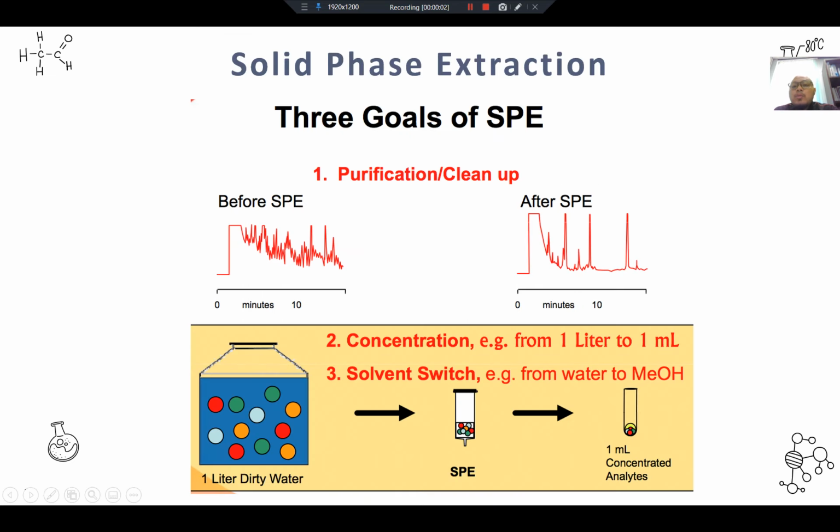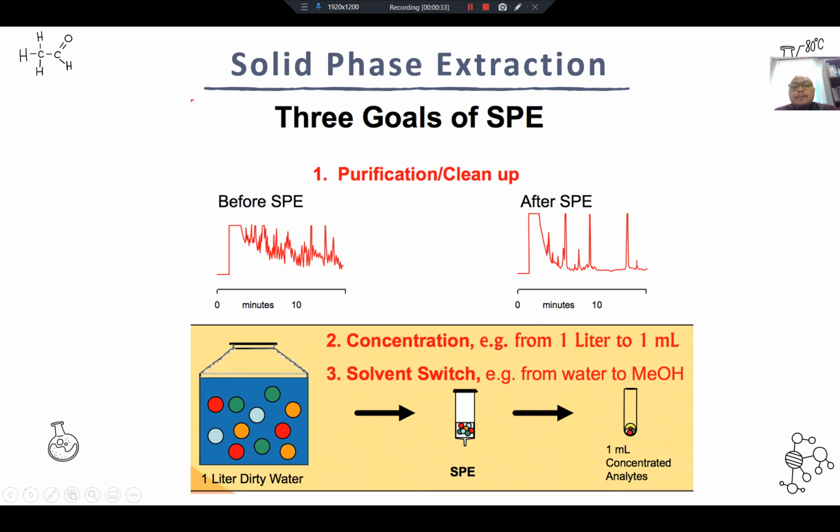Okay, there are 3 goals of solid phase extraction. The first one is purification or clean up. If you look over here, the chromatogram before the SPE clean up has a lot of interference from the impurities. After the SPE process, we get a better, cleaner chromatogram. So we remove all the interference. So that is one of the purposes of the separation method.